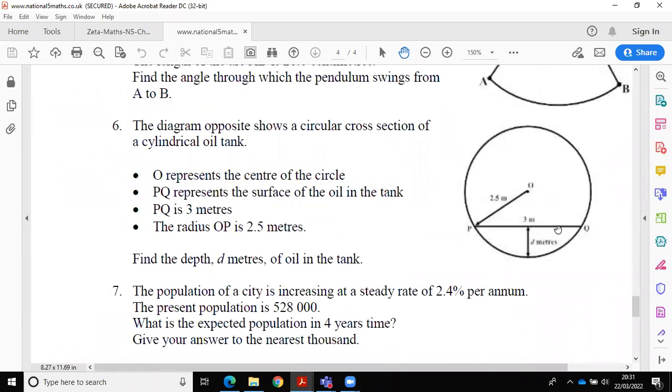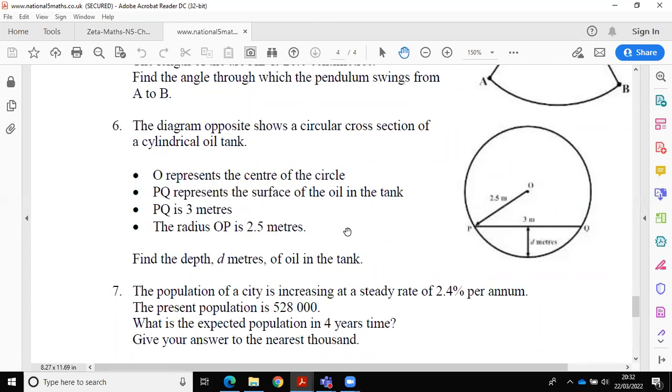A chord is just a straight line that touches the outside of the circle. We've got a radius from the center of the circle to the outside edge. O is the center of the circle, and PQ is the surface of the oil. PQ is 3 meters long, drawn on the image. The radius OP is 2.5. Find the depth D. Have a wee go at that.